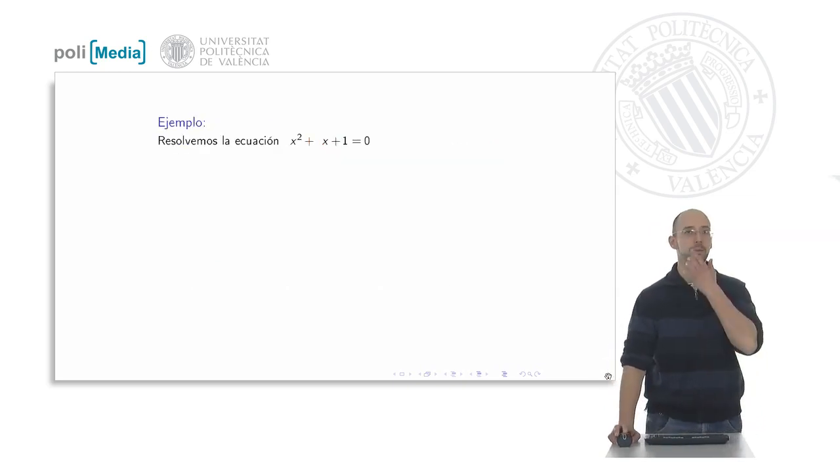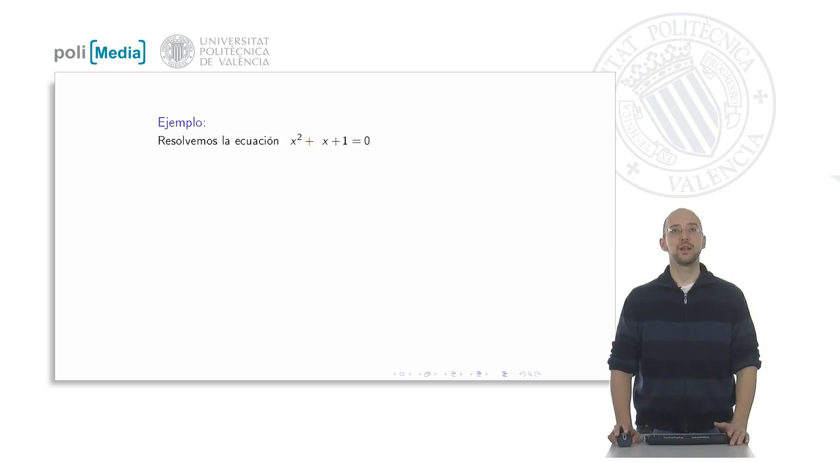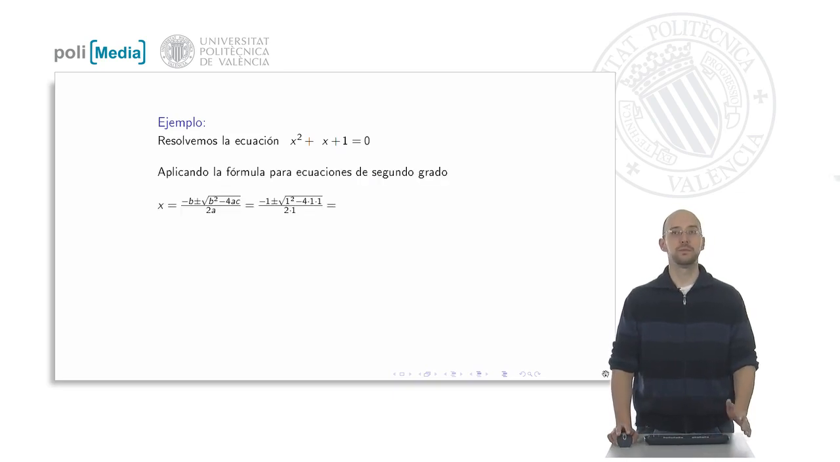Okay, let's look at an example. Let's solve the equation x squared plus x plus 1 equals 0, which, as I announced at the beginning, had no real solutions. How would we solve this equation and get these strange new numbers that we're going to call complex numbers? Well, if we apply the formula that we know for second-degree equations, which is minus b plus minus the square root of b squared minus 4ac, all over 2a, and we take into account who a, b, and c are in the equation, we can apply the formula and we get the following result.